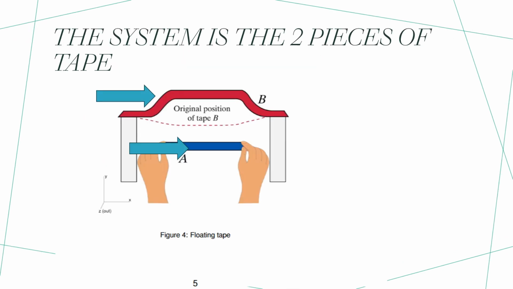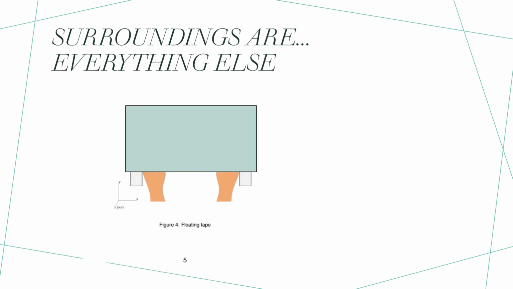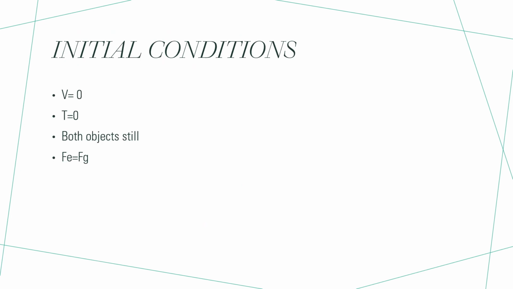The system is the two pieces of tape. The surroundings are everything else, so my hands, the air, the thing that was holding up the one piece of tape. The initial conditions were that velocity was 0, time equals 0, both objects were still, and the force of gravity was equal to the electric force, and that's why the one was floating above the other.